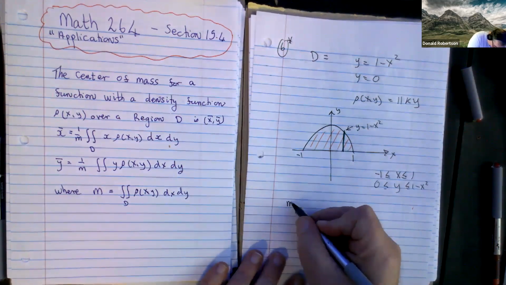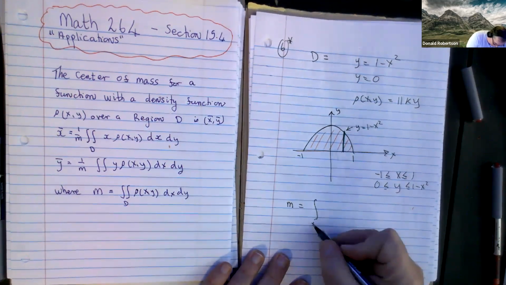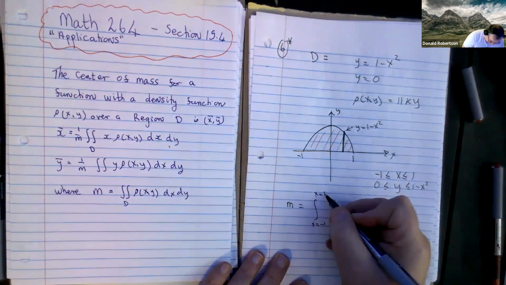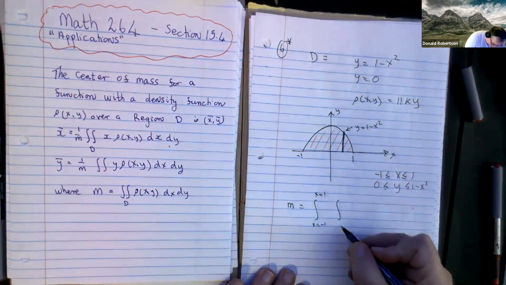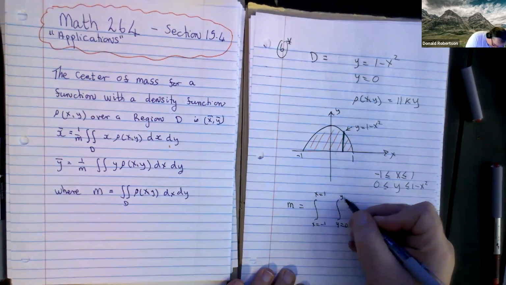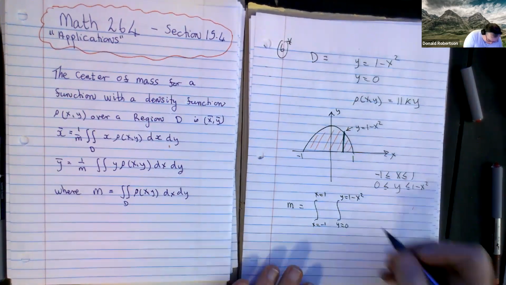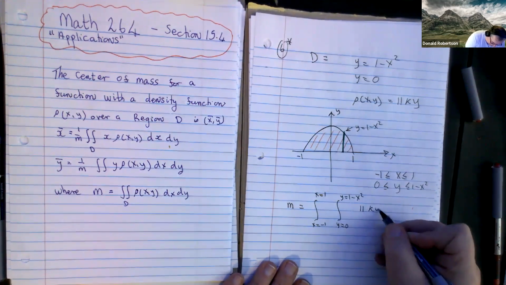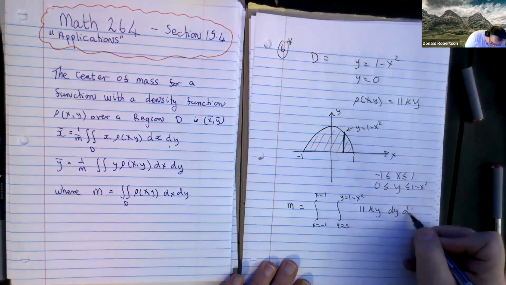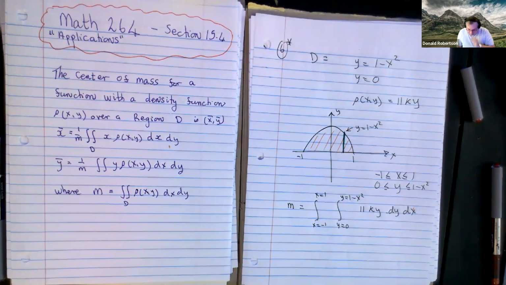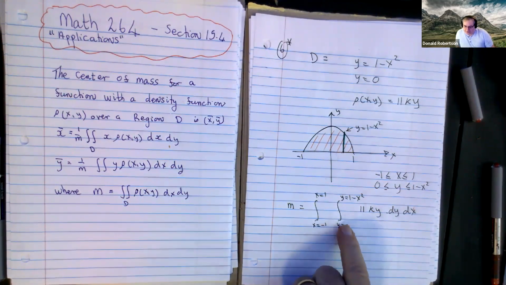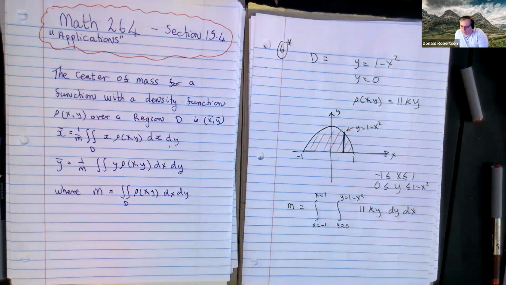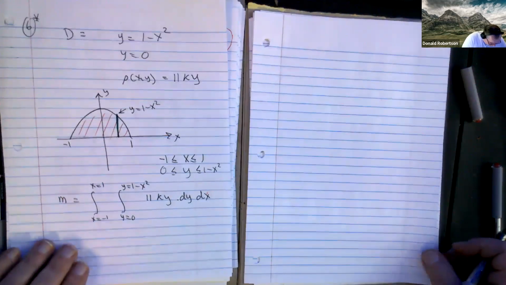So if I want to get the mass, it's going to be the integral from x equals -1 to x equals 1, and y equals 0 to y equals 1 minus x squared, of the density function 11ky dy dx. And whenever you get a double integral where one of the limits of integration contains a variable, you're never going to get variable separable, right? You just have to do them the long way, 2 at a time. So let's do this one, see what we get.